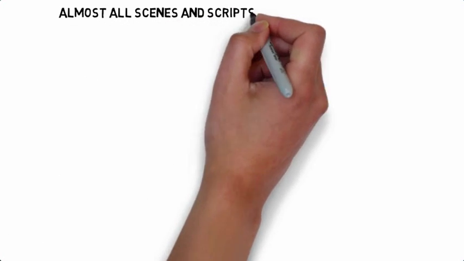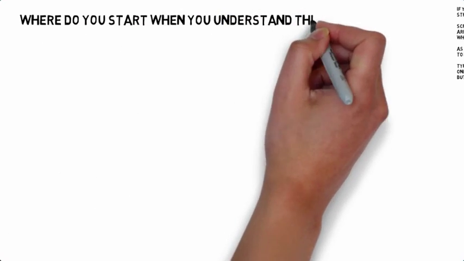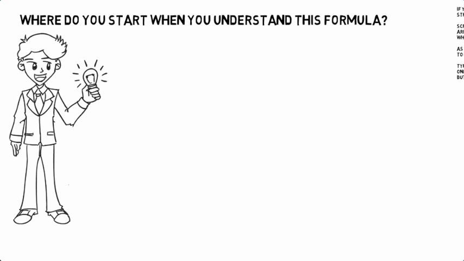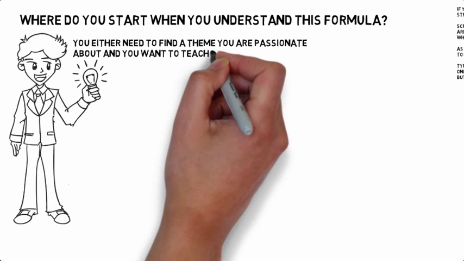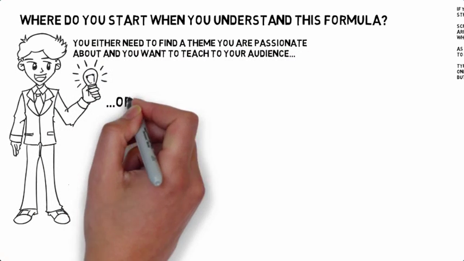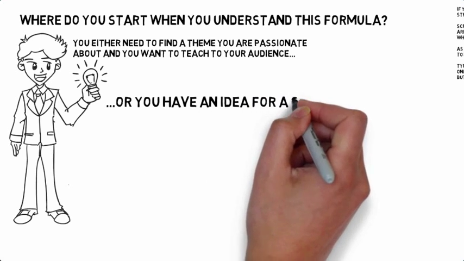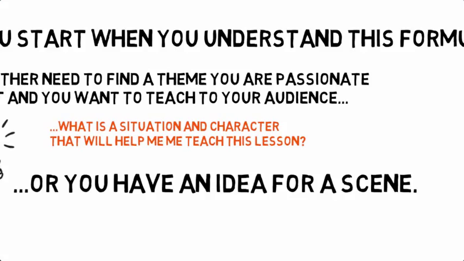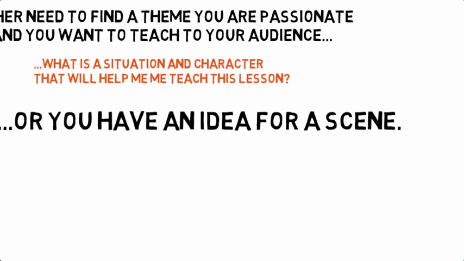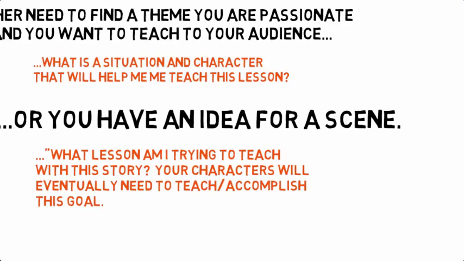Okay, almost all scenes and scripts follow this formula. So the question is, where do you start when you understand this formula? Okay, so let's think of it this way. You either right now need to find a theme you are passionate about and you want to teach your audience, or maybe you have an idea about a scene that you want to create. Right? So if you have a theme, ask yourself, what is a situation and character that will help me teach this lesson to the audience? On the other hand, if you have an idea, ask yourself, what lesson am I trying to teach with this story? Your characters will eventually need to accomplish this goal.